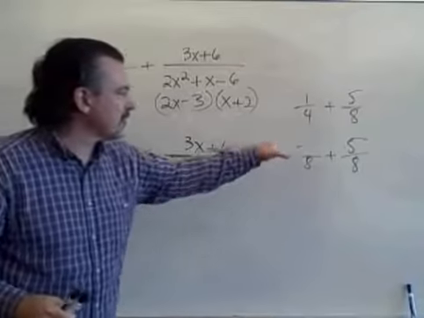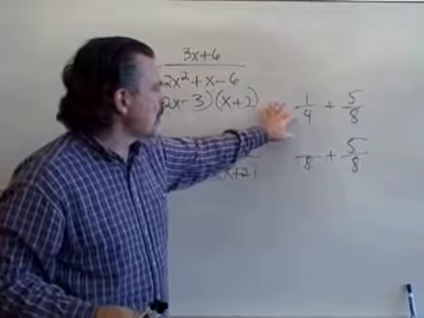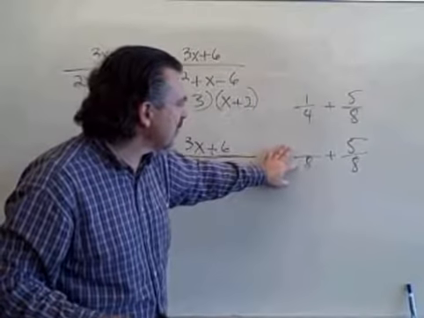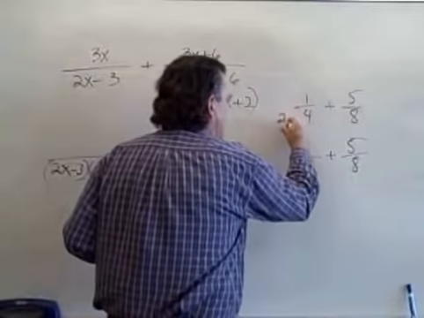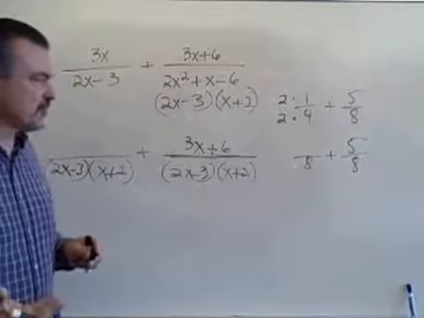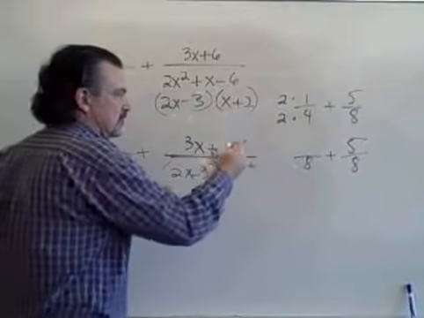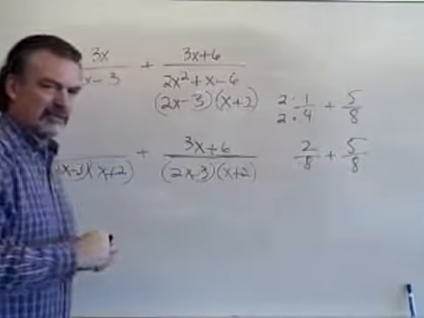Now, do you recall the thought process we use over here? Don't we ask ourselves, what times 4 would make our denominator into 8? That would be a multiplier of 2, wouldn't it? So we then have to multiply the numerator also by 2. 2 times 4 makes the denominator 8. 2 times 1 makes the numerator 2.